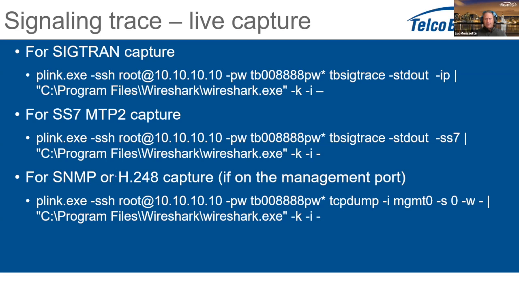Then if you have H.248 here, you could use dash H.248 as an option here, so that will work as well. But if it goes on the management port, you can also do a TCP dump. So for example, your SNMP, if it's going out the management port, you can do a TCP dump -I NGMT 0. Okay, so you can put these options here, and that will work as well.